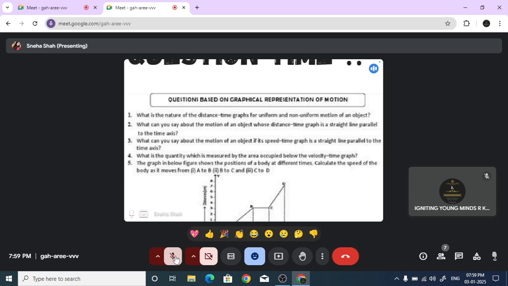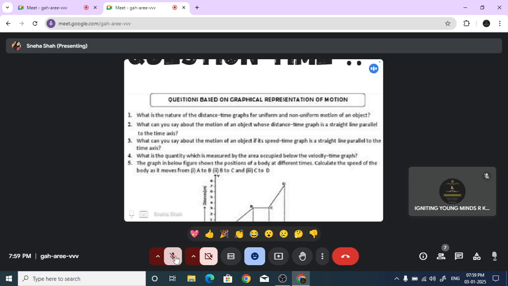What can you say about the motion of an object whose distance time graph is a straight line parallel to the time axis? Please understand the question properly. We are not talking about velocity time graph first thing. Distance time graph, ma'am. Whose graph is a straight line parallel to the time axis. Stationary motion, ma'am. Distance is zero, ma'am.